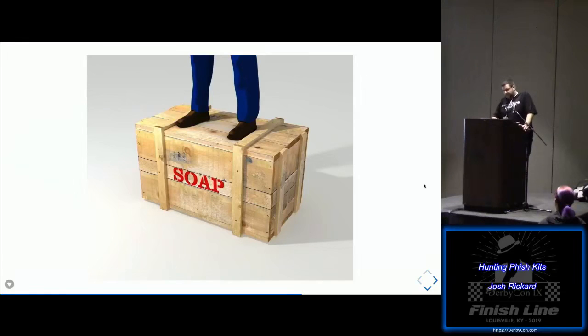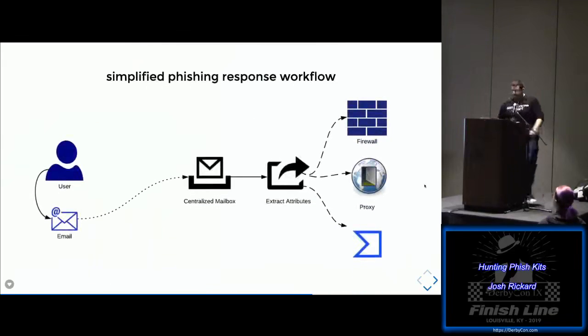But my point is, if you do not have your users reporting phishing messages, you need to do this. There are tons of commercial products, tons of open source products, whatever it is, you need to do this, because there's a lot of really cool information in here. We'll show you. So the typical response flow, right? A user reports a message, it goes to a centralized mailbox, we extract the attributes, we put in blocks on firewalls and proxies, we look up hashes, whatever it is, right? Great. I think there's a huge missing gap that we're not taking advantage of.